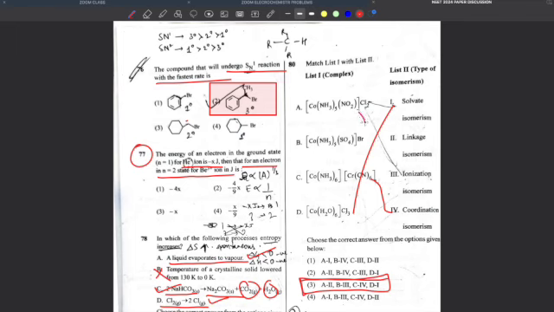So A should be 2. So linkage isomerism possible है. Next B3 आयोनाइजेशन आइसोमेरिज्म है. And C4, D goes with 1. So answer is 3.